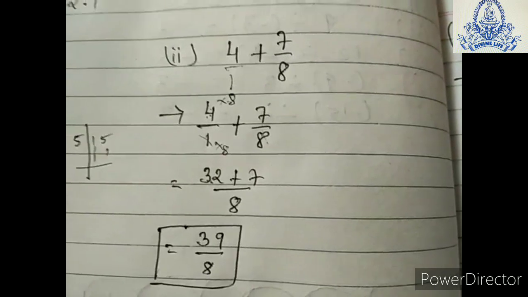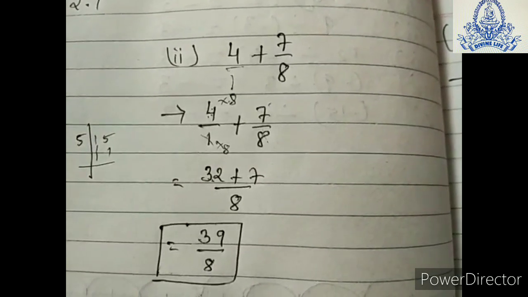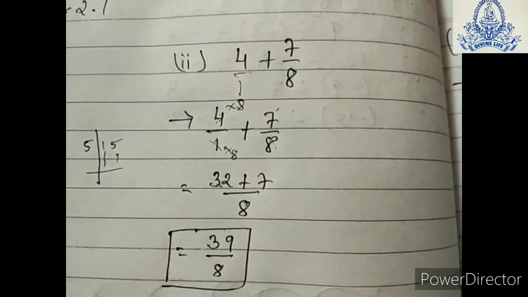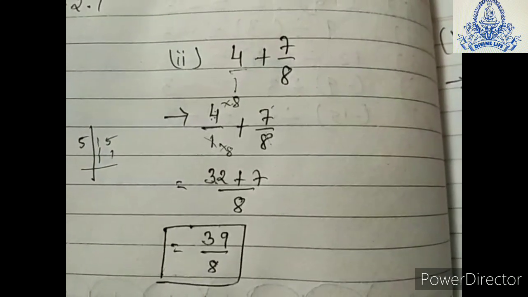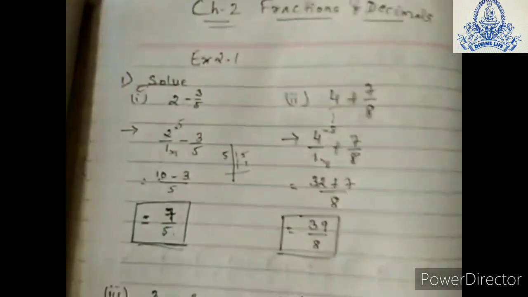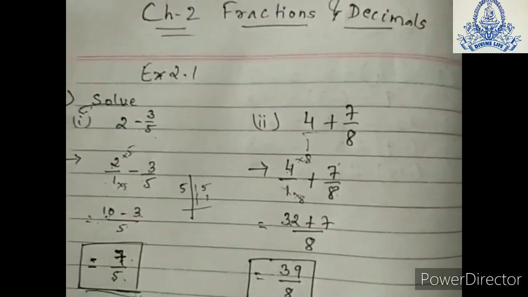You can see this, 1 and 8. 1 eights are 8. 8 fours are 32. 32 plus 7 we get 39 upon 8. That is your new fraction. Now question number 3 we will move to.